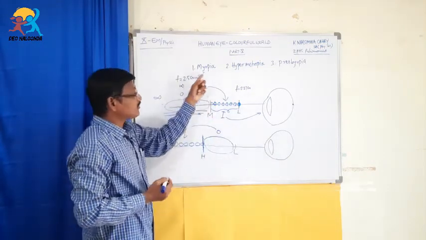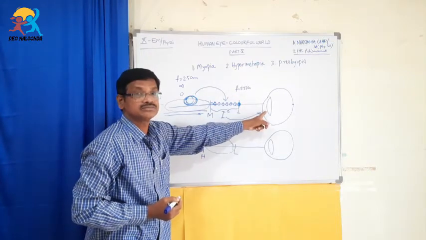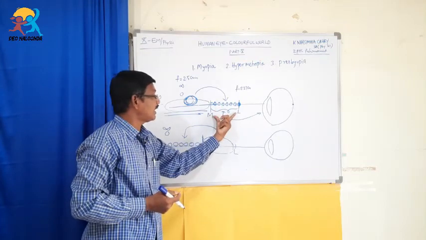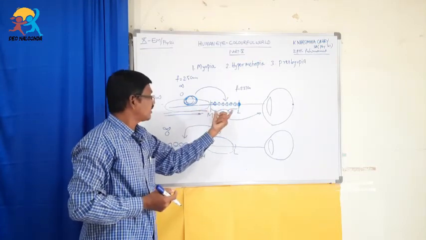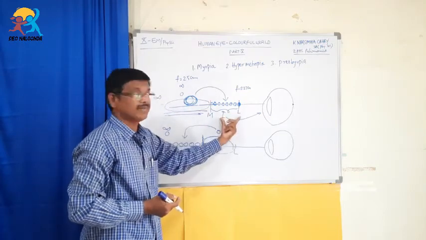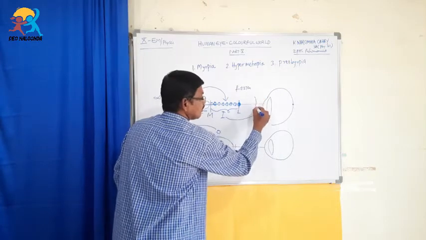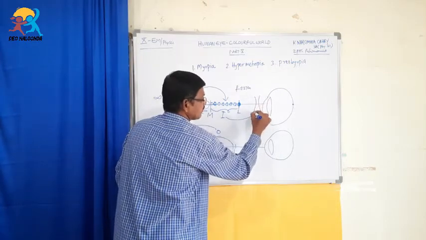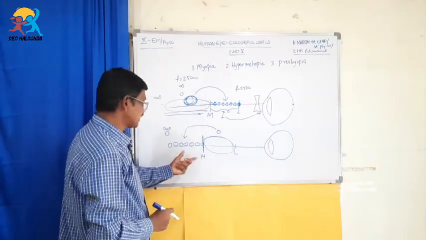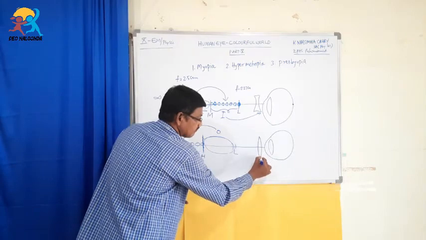And in the case of myopia also, we use a lens to get the image of the object beyond M to come between M and L, and the lens is a concave lens, whereas in the case of hypermetropia we use a convex lens.